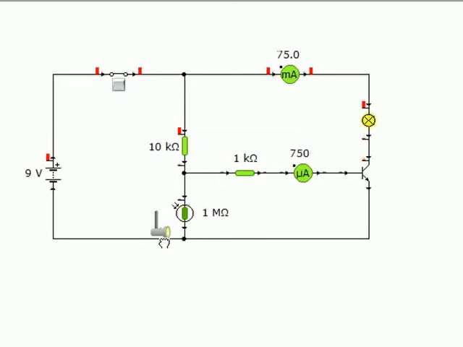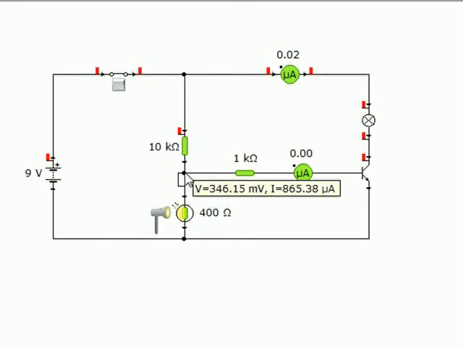Kirchhoff's first law: if that is 1 megohm and that is 10k, the voltage across the chain is proportional to the ratio. That is 100 times bigger than that, so the voltage at that point is 1.4 volts. It's about 1/10 of the supply voltage. When I increase that, the resistance lowers, and my voltage there increases.